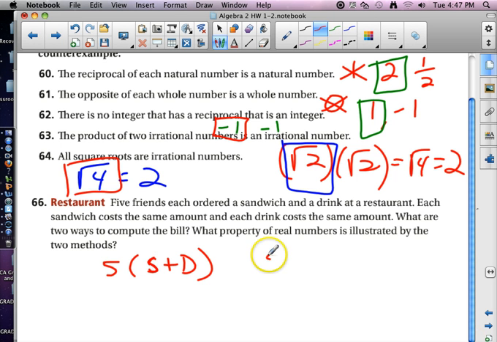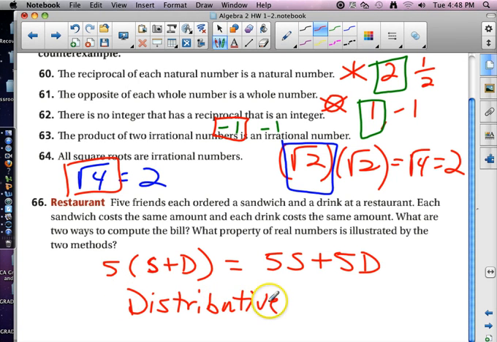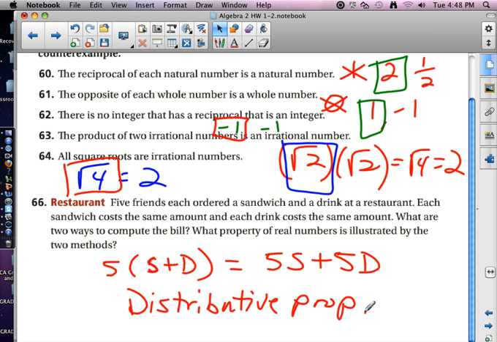And somebody else might say, well, no, I'm going to do 5 times the cost of the sandwich plus 5 times the cost of the drink, and that'll give me the total. And then as it says here, what property of real numbers would allow that to happen and give you the same answer? And that's going to be the distributive property. Because I multiplied that 5 through the parentheses and ended up with the same answer. So it doesn't matter which way you do it.